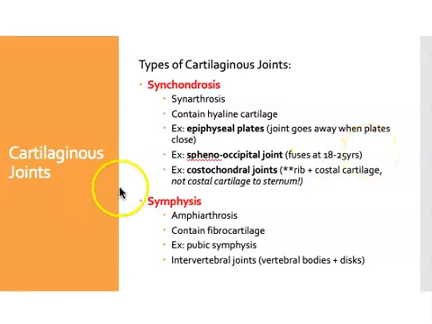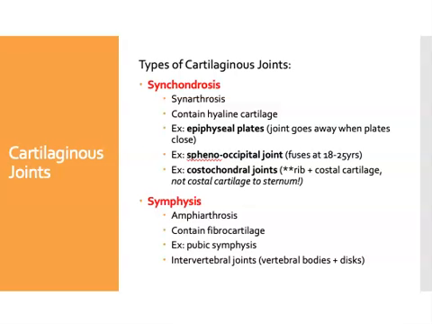The final kind of synchondrosis joint is the costochondral joints in the rib cage. Now these are the joints between the ribs and the costal cartilage. I've got asterisks here because it's important to remember that that's different from the connection between the costal cartilage and the sternum. We're talking about the connection between the rib bone itself and the costal cartilage. And that's a synchondrosis type.